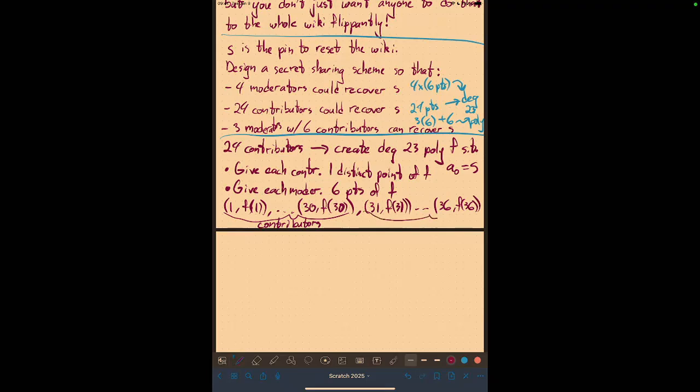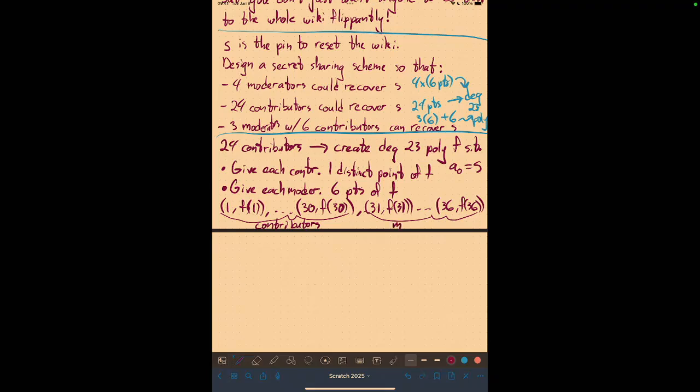And this right here will be moderator 1, right? The moderator gets 6 shares, and then you keep going, right? You go on to 37, all the way up to, what's the next multiple of 6? 42. Right, this should have been f of 37 here. And this is f of 42. And that's moderator 2. And then so on for all the rest of the moderators.